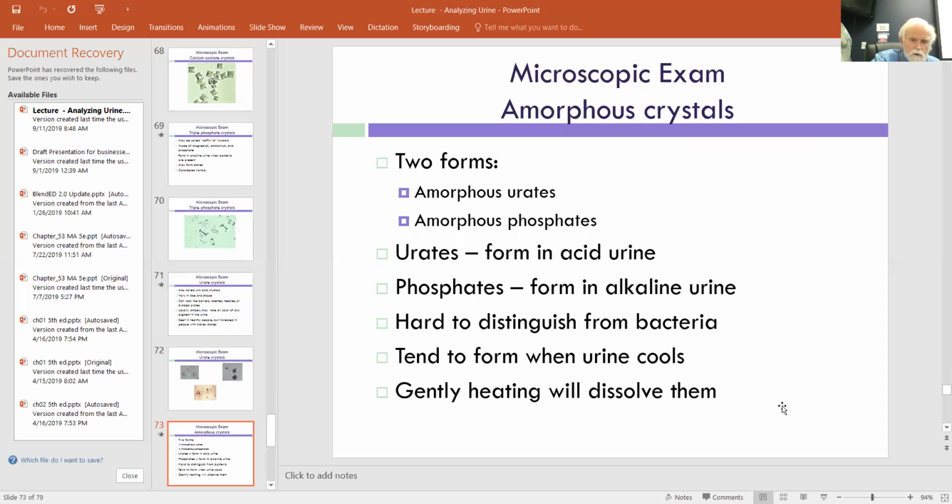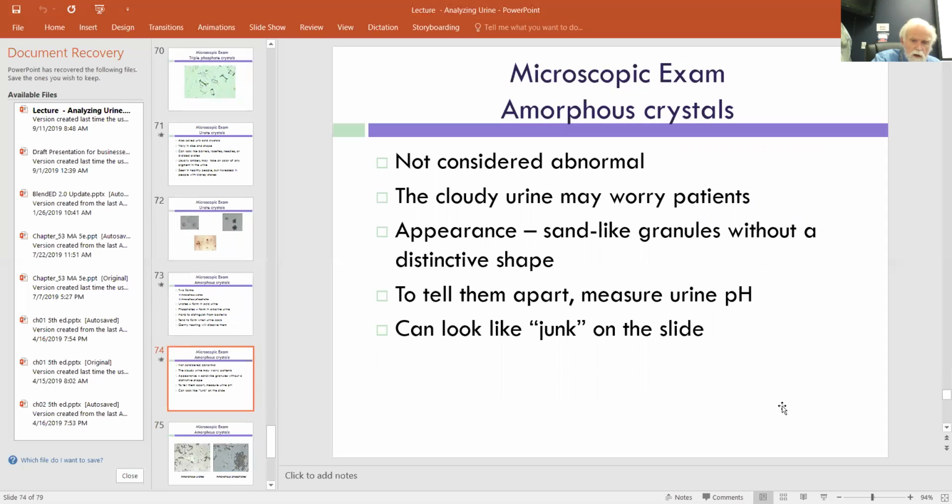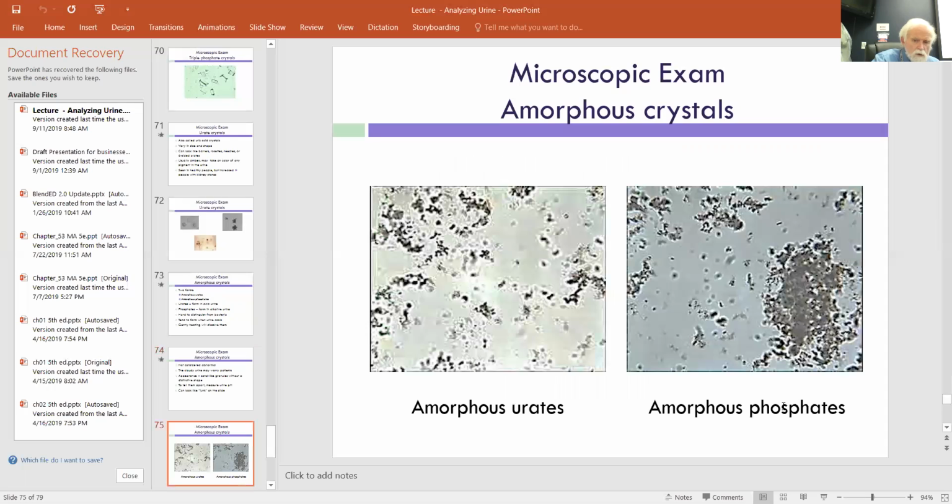Gentle heat can dissolve these things. They generally tend to be there. They're not terribly abnormal, but they can look a little like cloudy urine. And we just have to look. We have to measure the urine pH. But amorphous crystals look like that. And if you remember from your microbiology class, you can see why you might look at this and think, oh, this might be bacteria. Okay, because the reason is that these things do not have a regular shape.